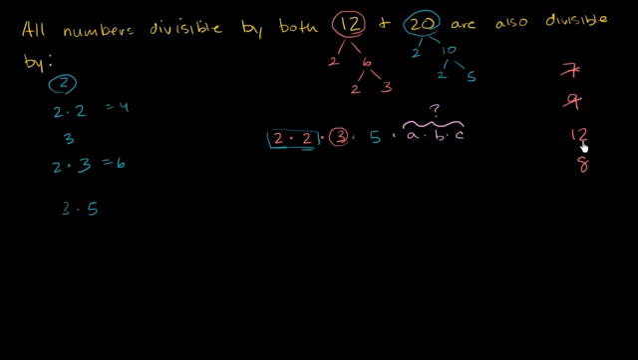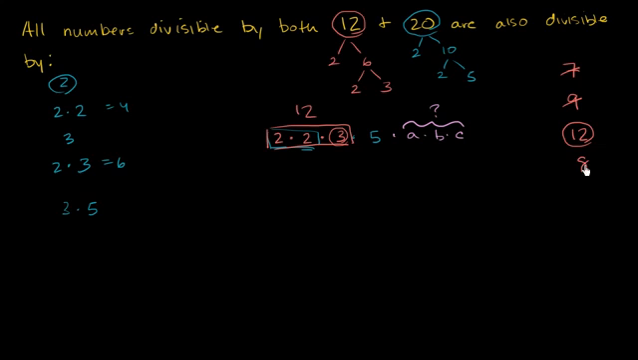12 is 4 times 3. Or another way to think about it, 12 is 2 times 2 times 3. Well, there is a 2 times 2 times 3 in the prime factorization of this least common multiple of these two numbers. So 12 would work. 8 is 2 times 2 times 2. You would need 3 2's in the prime factorization. We don't have 3 2's.